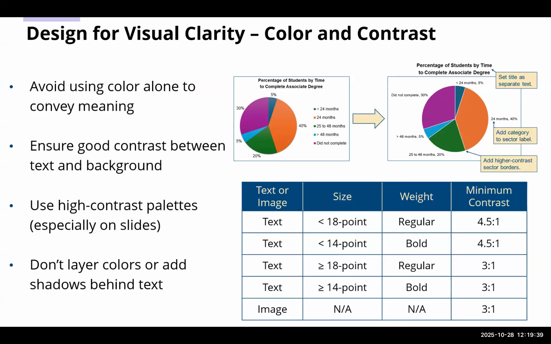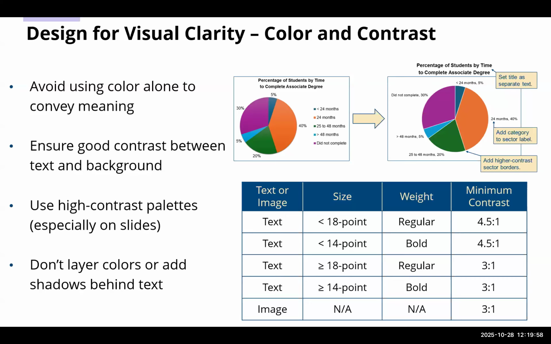After you choose colors, also make sure nothing behind the text interferes with readability. For example, things like gradients, shadows, or backgrounds. It can actually blur the edges of your text and make it harder to read.